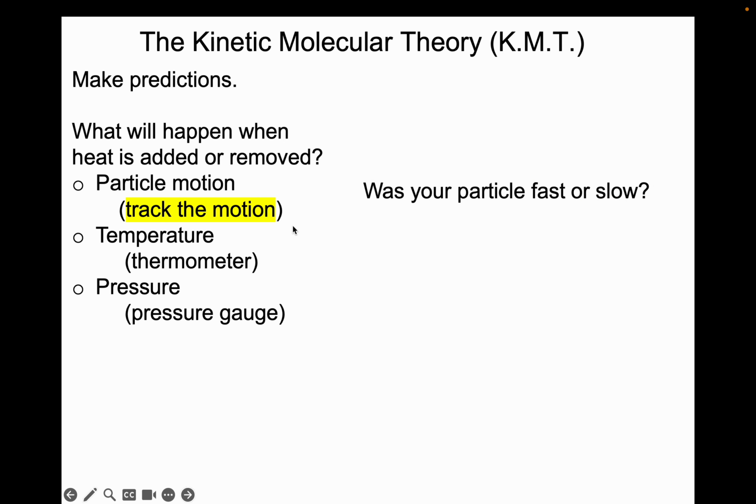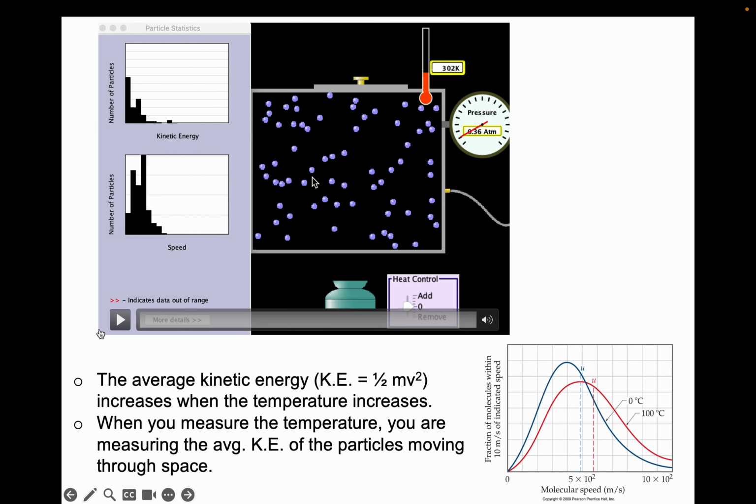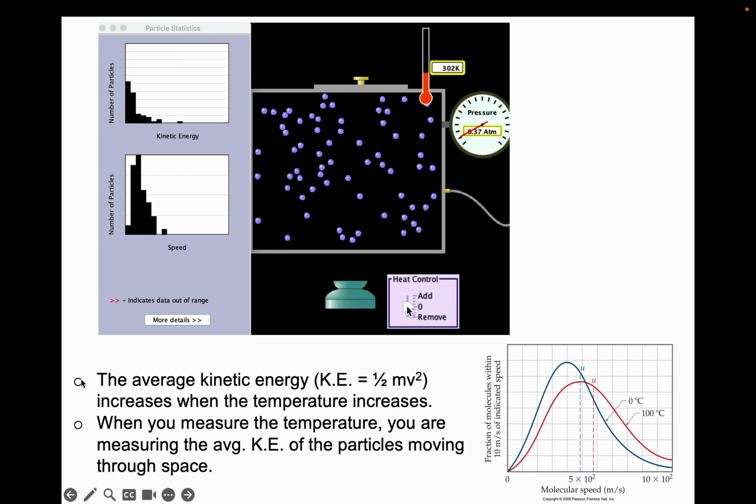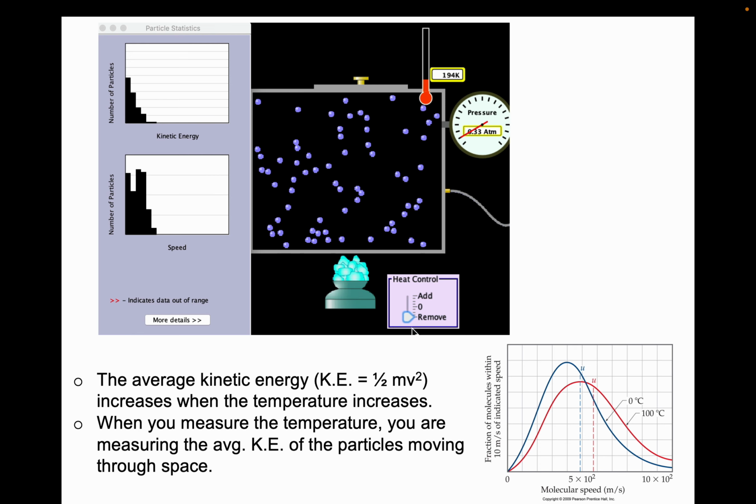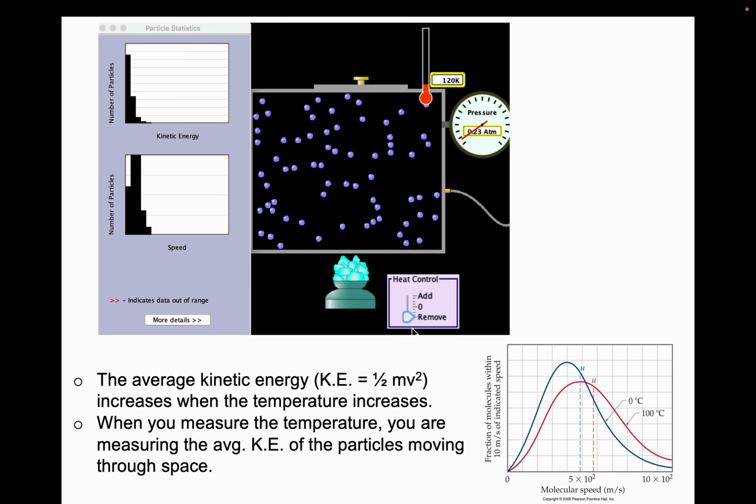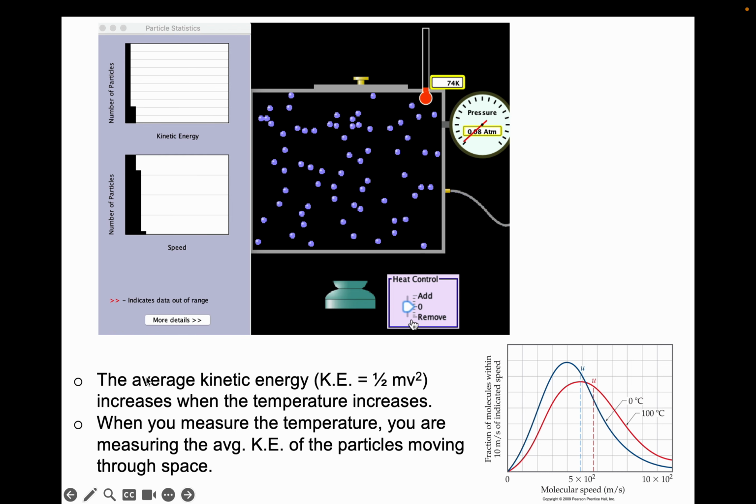Now, if you are tracking a particle, was your particle a fast particle, a slow particle, or both? When I track it, I find that it's both fast and slow. A given particle, sometimes it's moving fast, sometimes it's moving slow, and we see that it changes as different collisions are taking place. That's shown here in this particular simulation. We've now added histograms to look at the kinetic energy and the speed. As the particle motion decreases, the thermometer goes down, and notice the histograms get pushed over towards the left-hand side there.